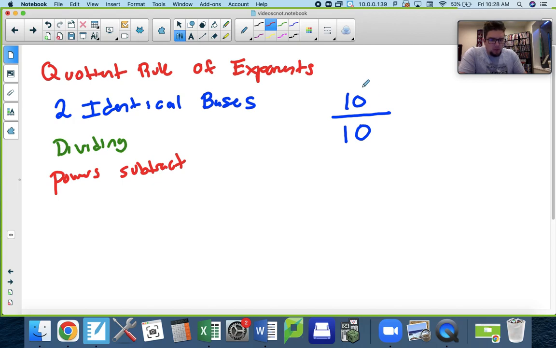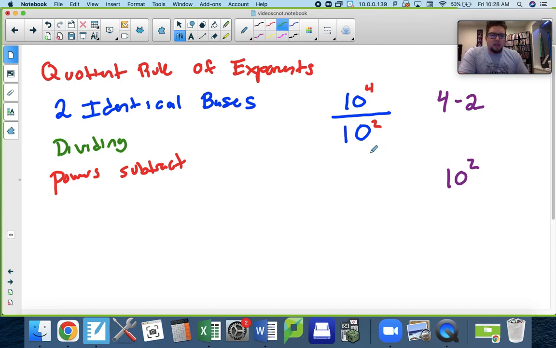But let's make them a little bit larger. Let's say we have 10 to the 4th over 10 to the 2nd. The quotient rule says that the two identical bases, the 10s, they're dividing. I get to take the top power, I'm going to subtract the bottom power, and I end up getting 10 squared.